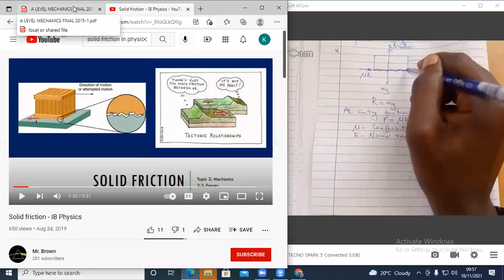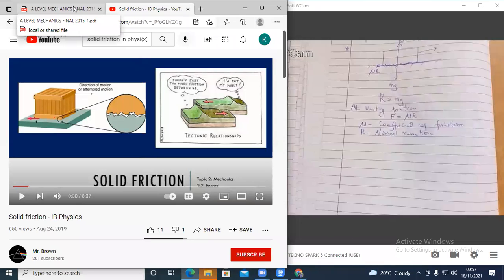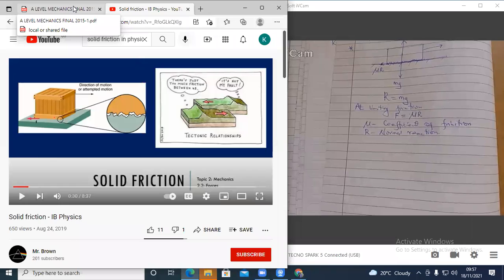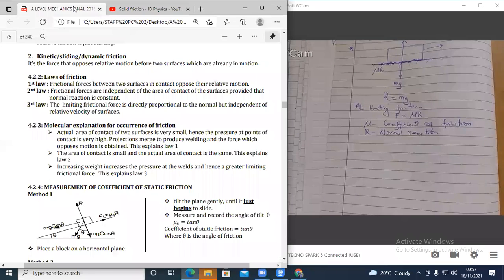So you find that there's a very small cross-sectional area, and that small cross-sectional area will produce a greater pressure. So now we are saying the actual area of contact of two surfaces is very small. Hence, the pressure at the points of contact is very high.